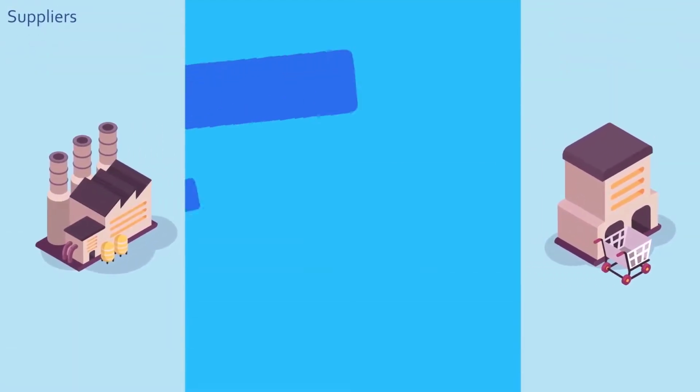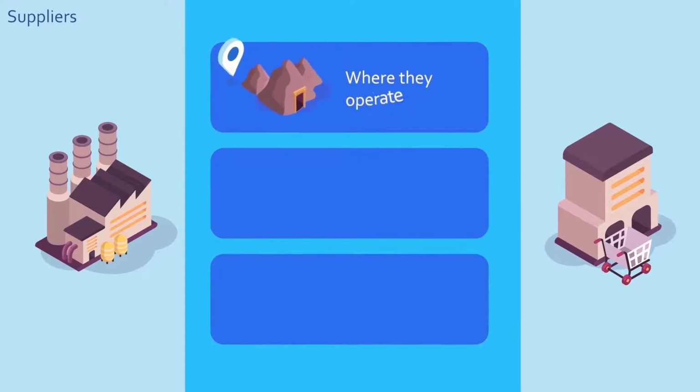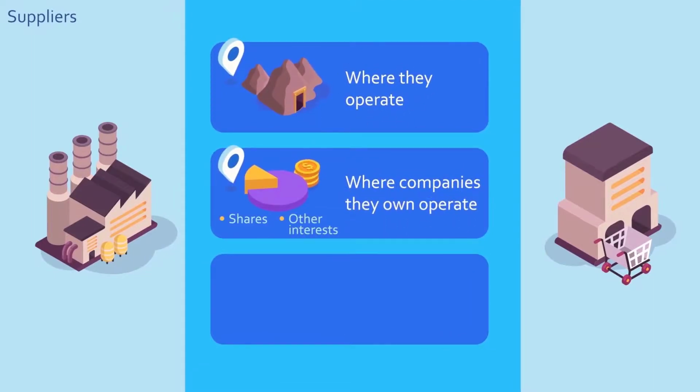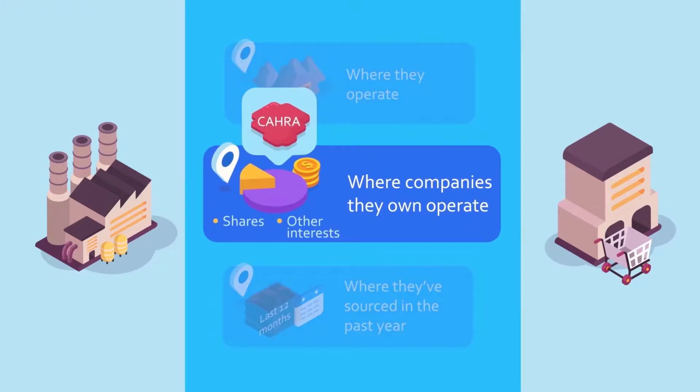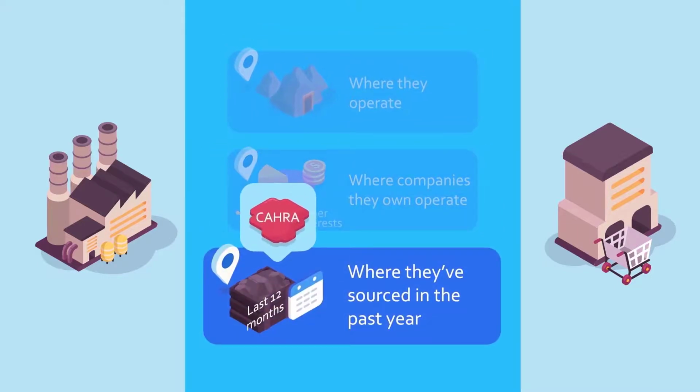For suppliers, examine the information you've gathered, where they operate, where companies they own operate, and where they've sourced in the past year. If a supplier operates or owns a company in a CAHRA, that would be a potential red flag. If they've sourced materials in the past year from a CAHRA, that is a potential red flag.